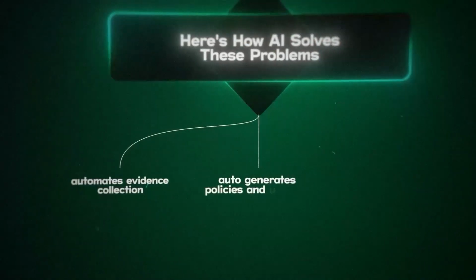It also auto-generates policies and updates. Instead of manually writing and updating documents, AI can create customized SOC 2 policies that stay aligned with regulatory standards. And lastly, it keeps everything audit-ready. AI ensures that compliance data is always up to date, so there's no last-minute scramble before an audit.